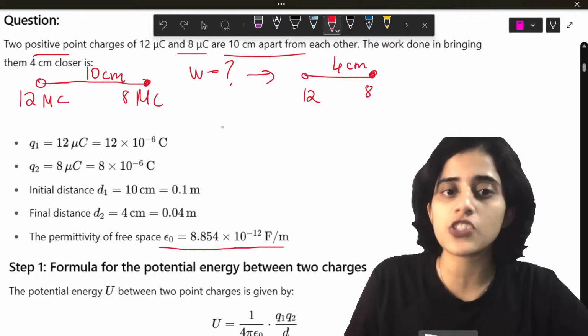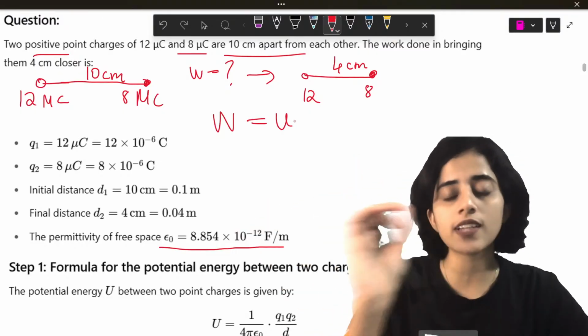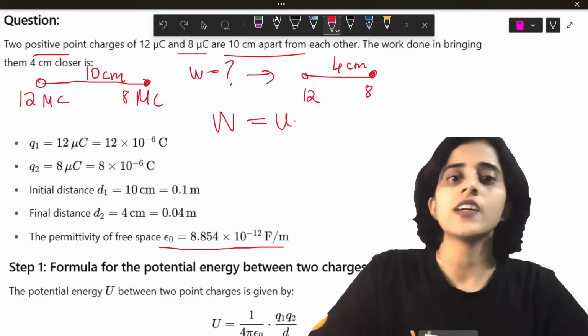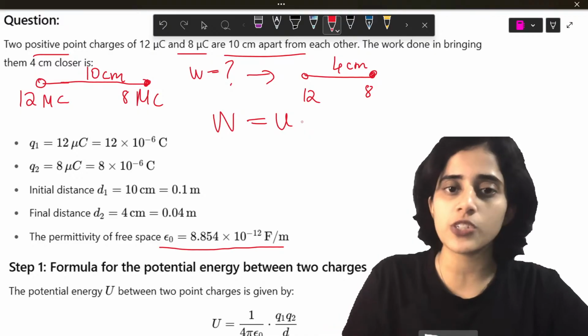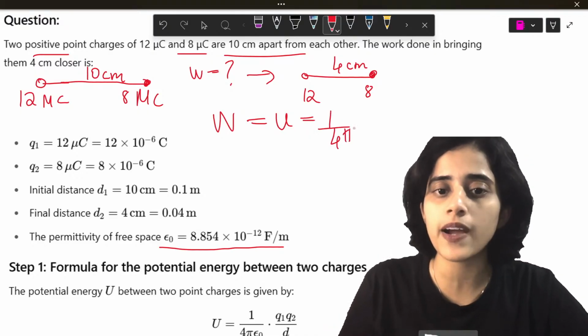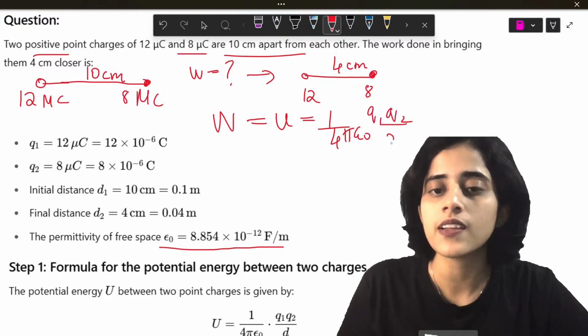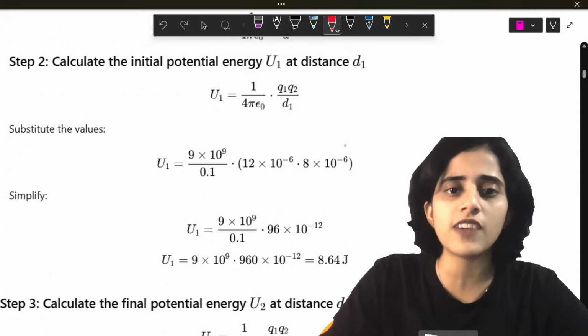In many derivations you've seen, you find the work done, and in the last step you set work done equal to potential energy. So here, to find the work done, we will directly find the potential energy. What is the formula for potential energy? 1 by 4 pi epsilon 0 Q1 Q2 by R. Now you just have to substitute all the values.